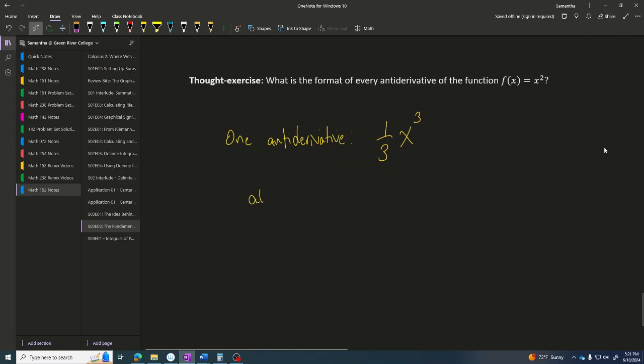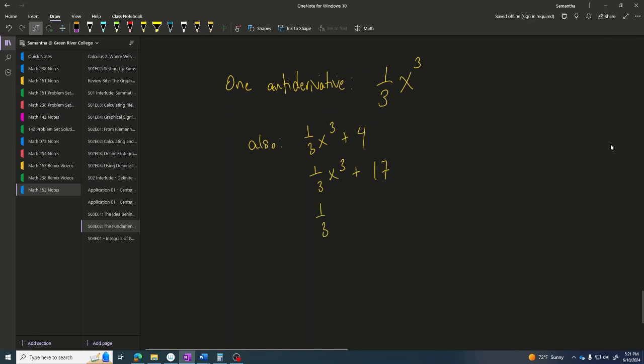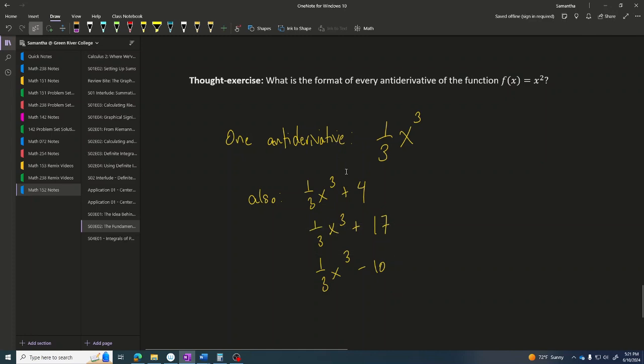But as we just observed, 1/3 x to the third power plus 4 would be another antiderivative. 1/3 x to the third power plus 17 would be another. 1/3 x to the third power minus 10 would be another, and so on and so forth. No matter what number I added to the side, the added constant doesn't matter, because when I take the derivative of that constant, it vanishes, and I will still end up with x to the second.